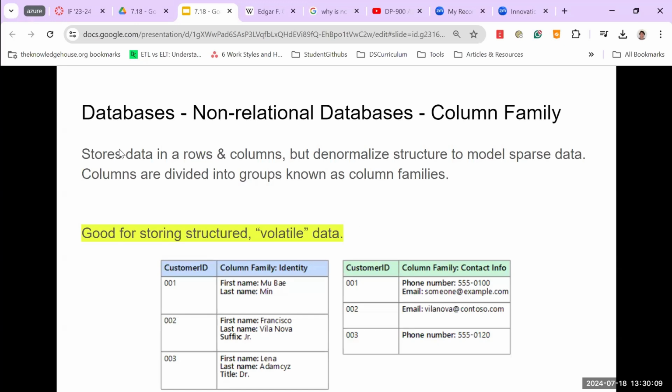For example, notice that here we have a column family called identity, and identity could have different attributes inside of each row. Some attributes are shared, some attributes are not. For example, here we have first name, last name, suffix, title. Not every row is going to have suffix or title, so on and so forth.